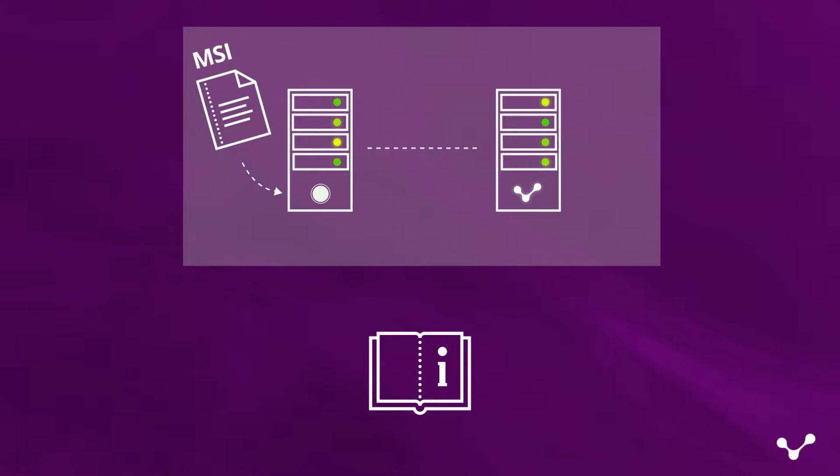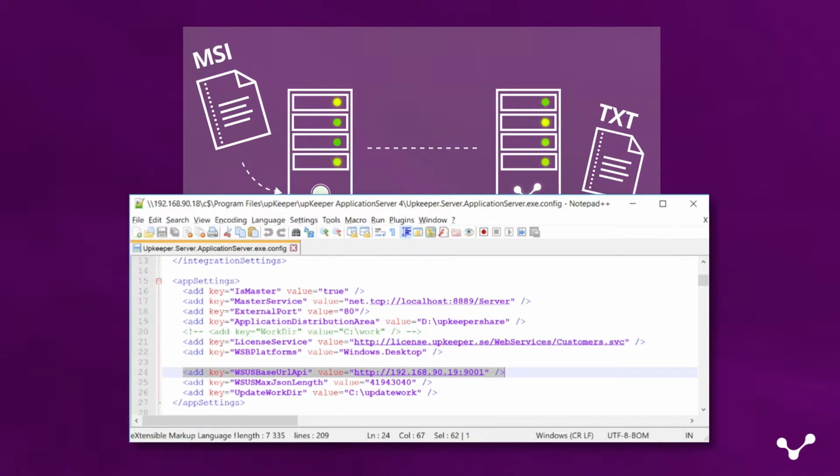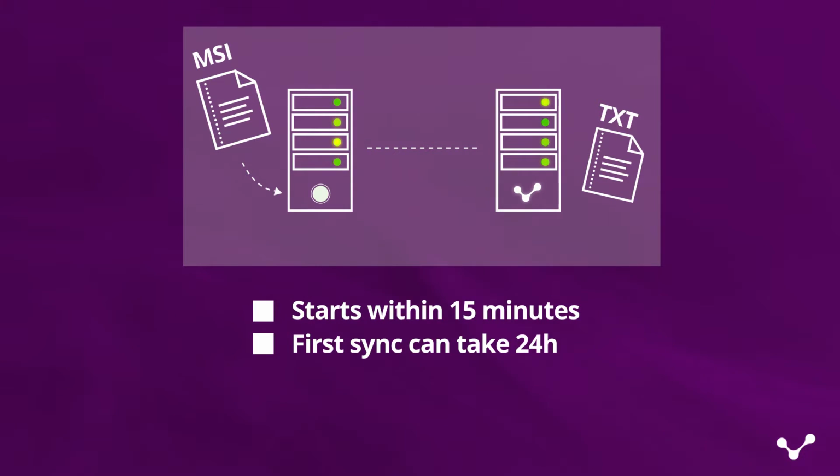The next step is to configure our master server for communicating with the WSUS server interface. So look in the app settings in the configuration part, as we see here, and add the address of the server in the value part of the parameter or key WSUS-based URL API. When you have added this, you have to wait for the synchronization to start. That will be done within 15 minutes.